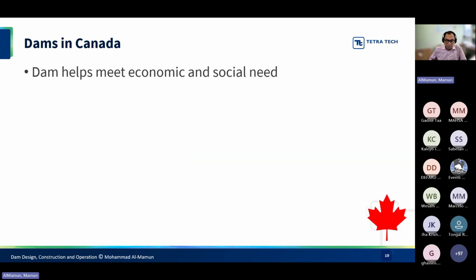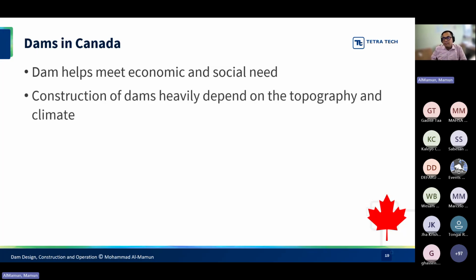Now, in terms of dams in Canada, Canada is one of the prominent dam building nations, and dams help to meet our economic and social needs. But the interesting thing is that Canada is a large country, and our climate and topography are quite varied in terms of constructing and operating dams, right? We have high mountains, we have flat prairies, and then we have shallow landscapes. So there's a lot of variation, right?